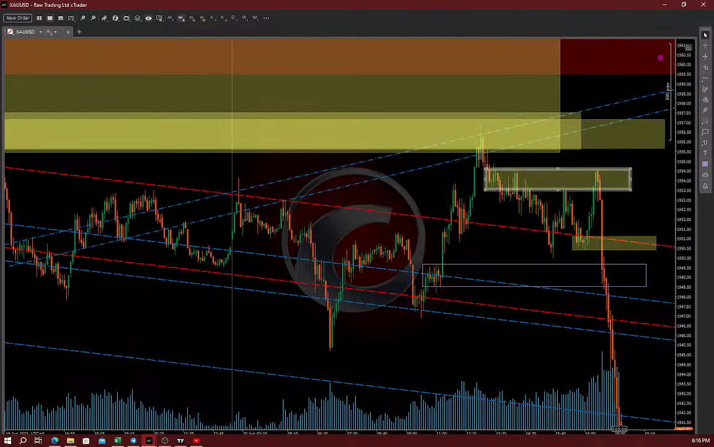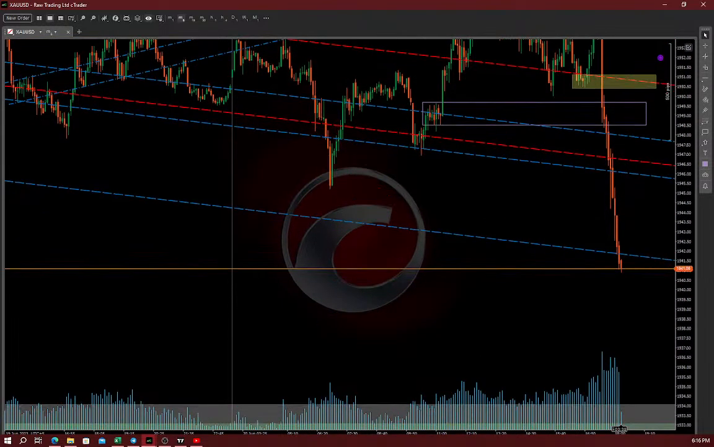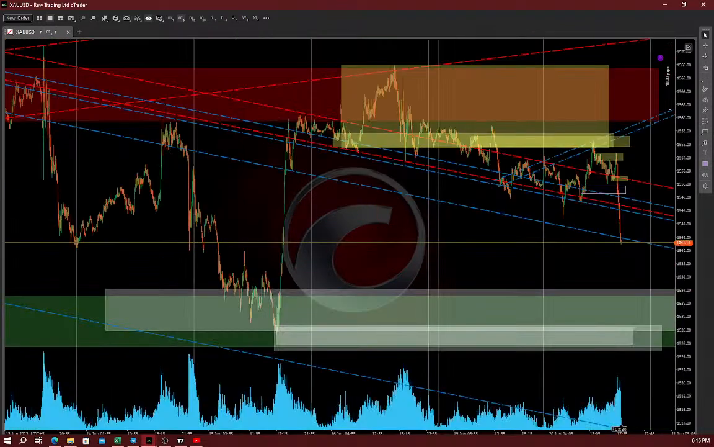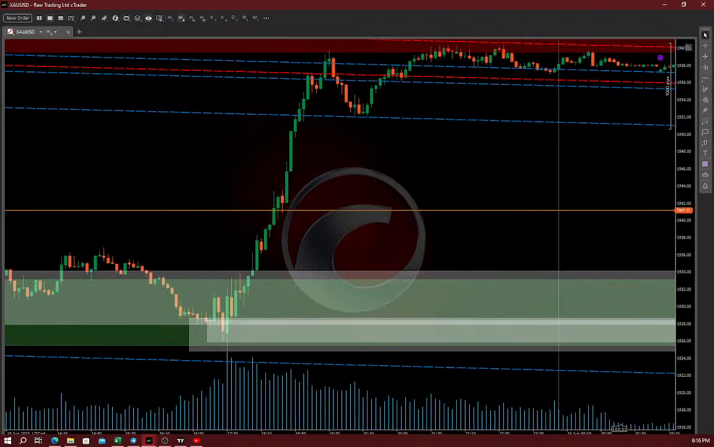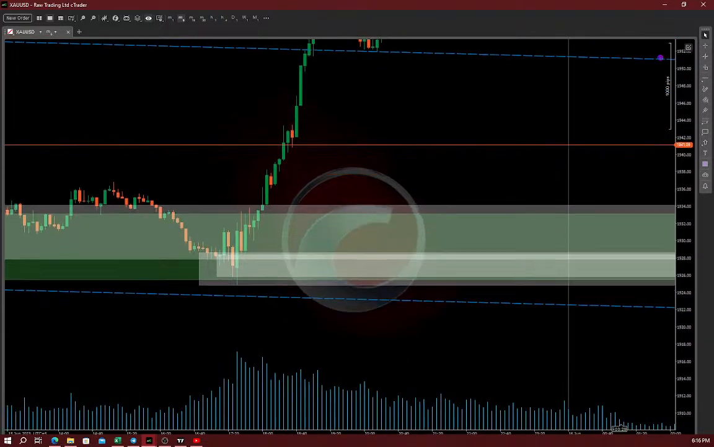Oh my goodness. Okay, so we missed this trade. Now we wait. Patience is the key, guys. Now we wait. Let's see. We wait till here. This is the zone.